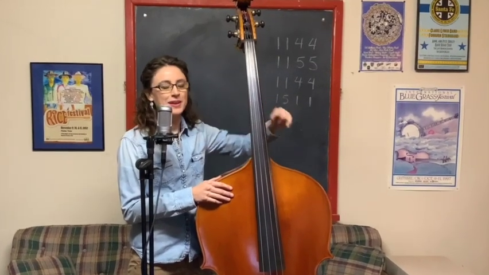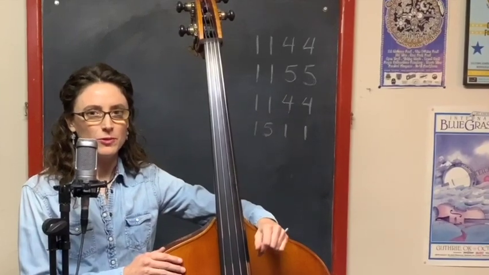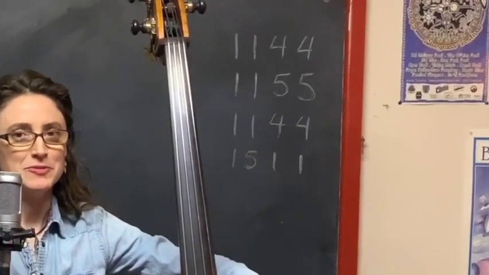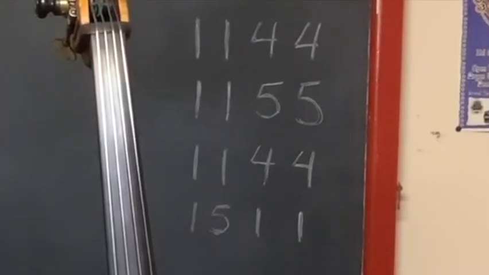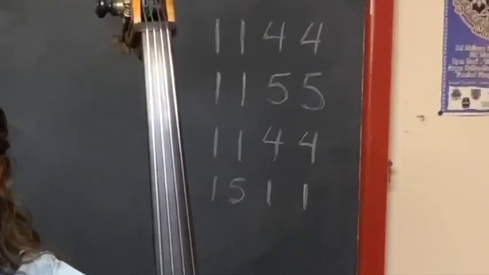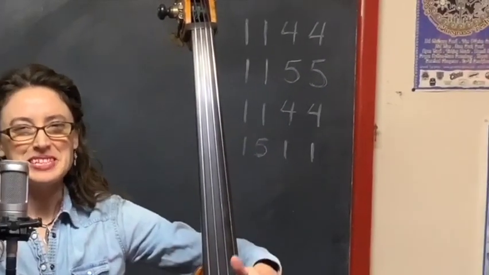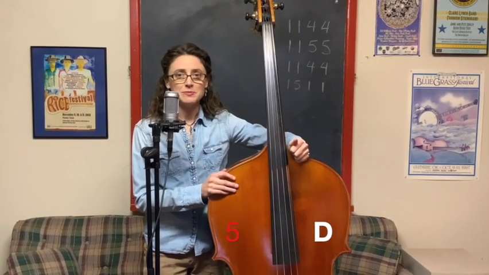That chord progression I have up here in Nashville numbers, so 1144, 1155, 1144, 1511. And if you're not familiar with Nashville numbers, that's okay. We're going to be doing this in the key of G. So everywhere you see a 1, we're going to put a G chord. The 4 is going to be a C, and the 5 is going to be a D.